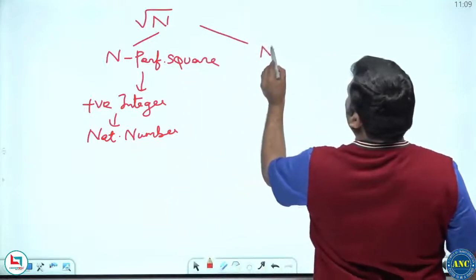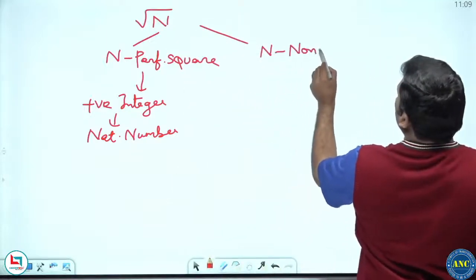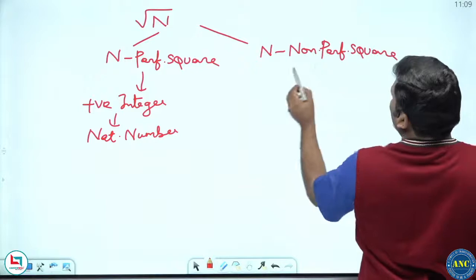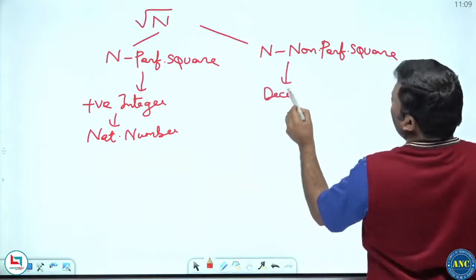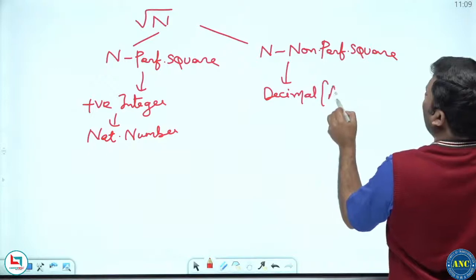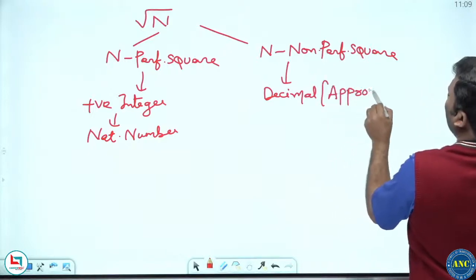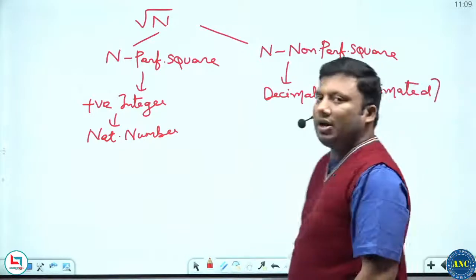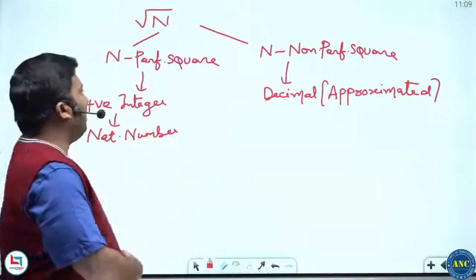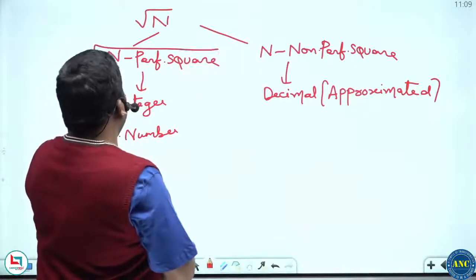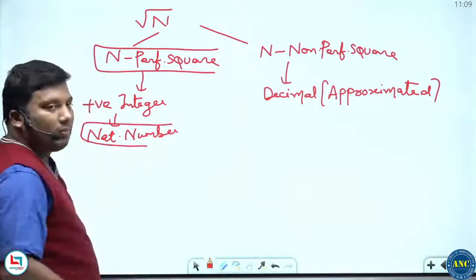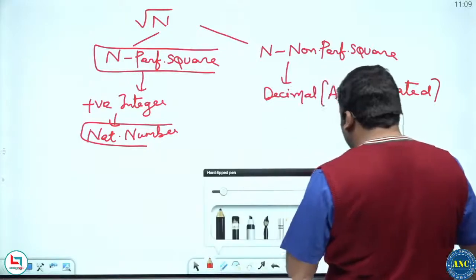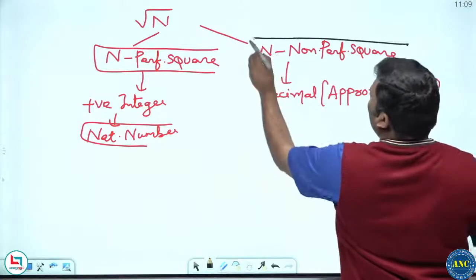If n is a non-perfect square, I will get a decimal value, which is an approximated value. If n is a perfect square, I will get a positive integer, or a natural number. This is something which you will find in all the textbooks. Now we will see how to find out the approximate value of a non-perfect square.